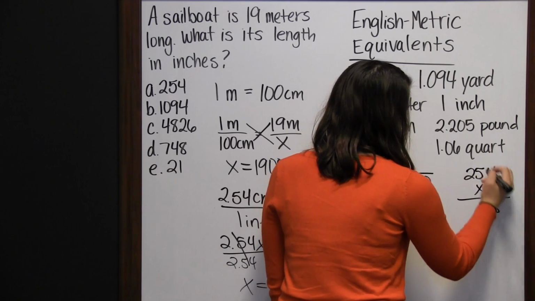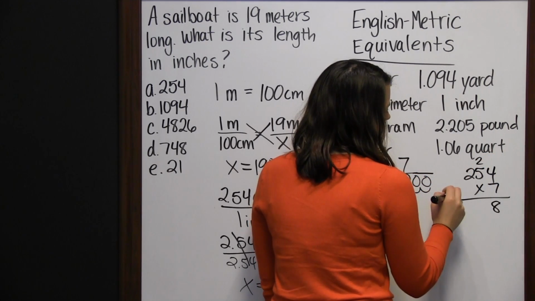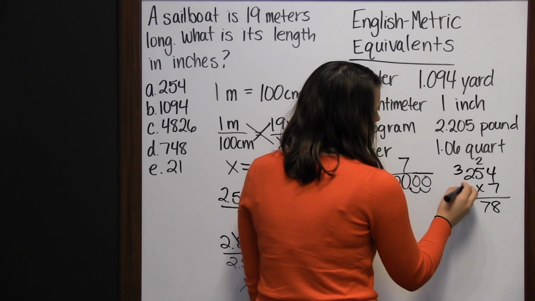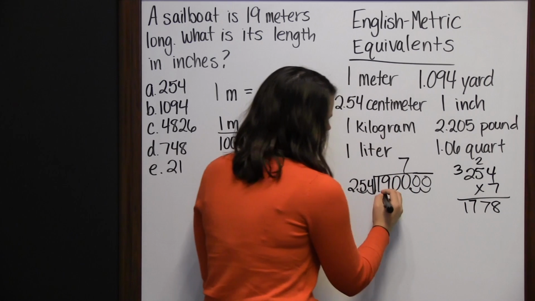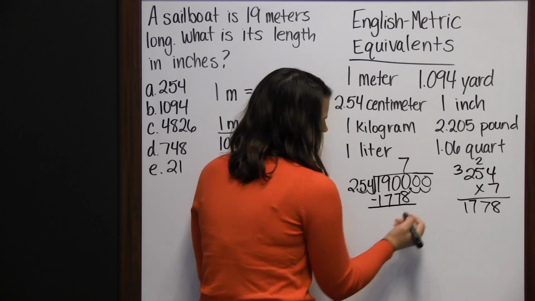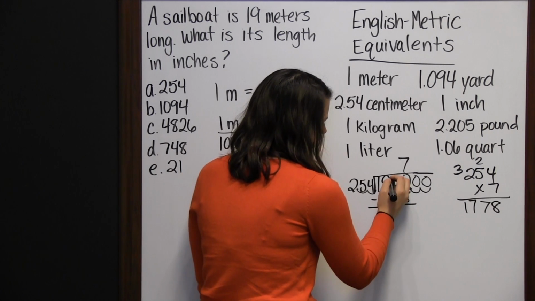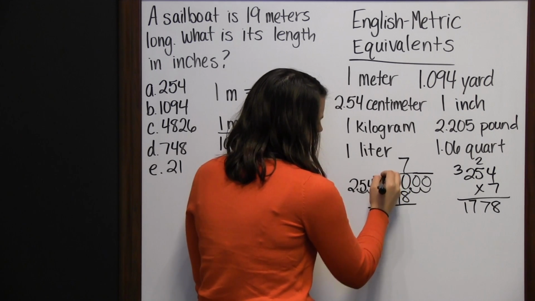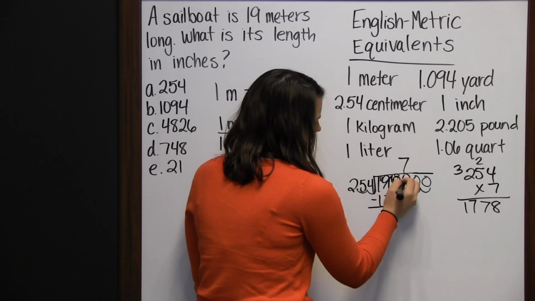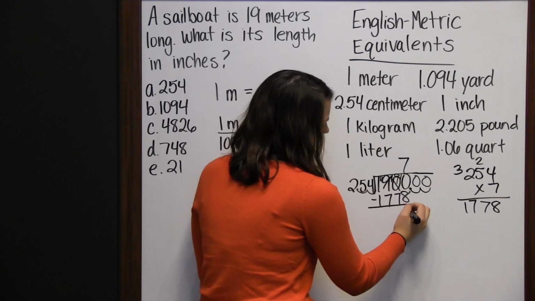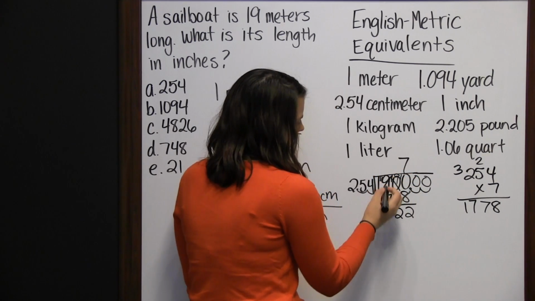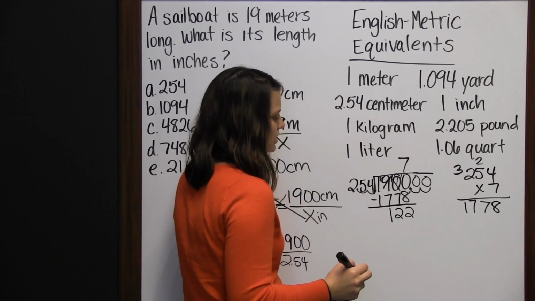7 times 4 is 28. 7 times 5 is 35, plus 2 is 37. 7 times 2 is 14, plus 3 is 17. So it's 1,778. And then we subtract those, and we have to borrow from the 9, and that becomes an 8. So this is 10, and we borrow from the 10, it becomes a 9. This is 10. So 10 minus 8 is 2. 9 minus 7 is 2. And 8 minus 7 is 1, 122.